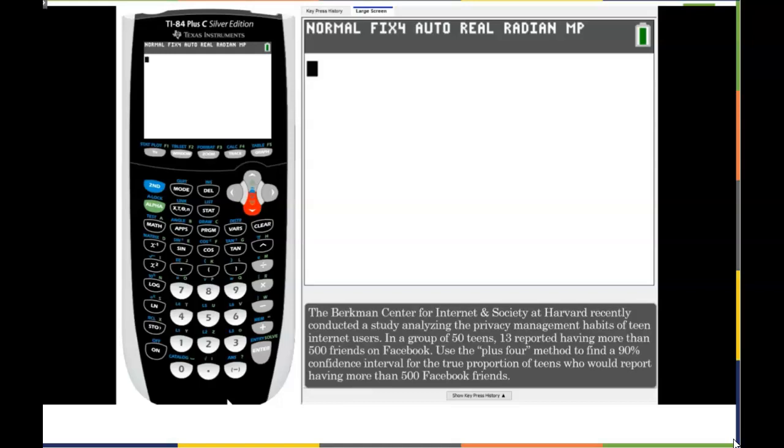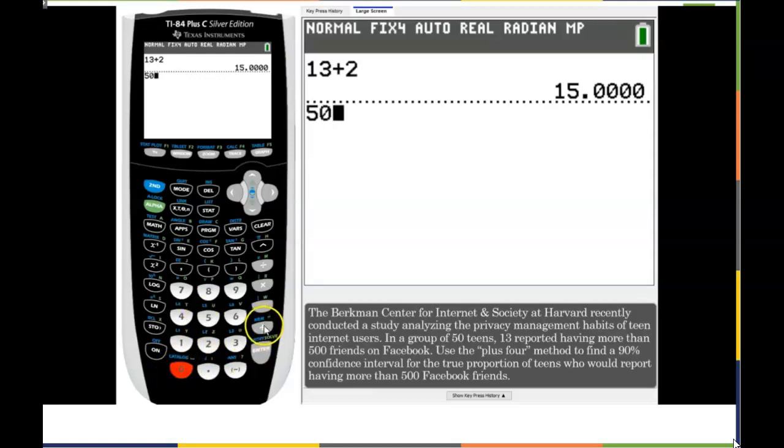I'm going to run through the long way first. That way you can really appreciate the power of the TI-84 Plus. Because I'm using the +4 method, I am going to adjust things slightly. First of all, my X value is 13. I need to bump this up by 2 using the +4 method. My N value is 50. Bump this up by 4. My X value I will be using is 15. My N value I will be using is 54.